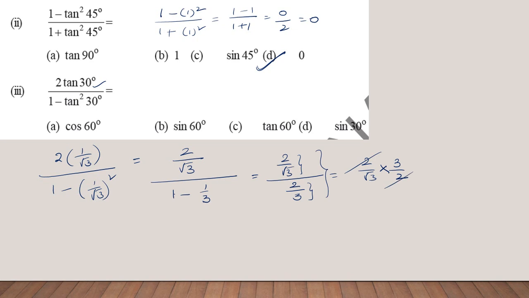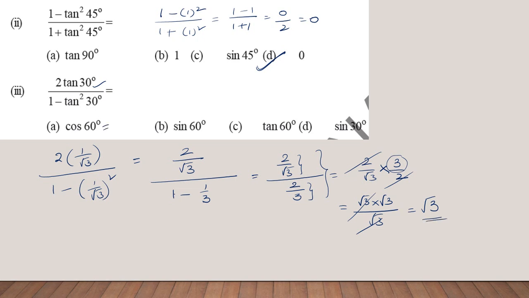So clearly this 2 gets cancelled. Again here I am having 3. So this 3 I can write as root 3 into root 3 divided by root 3. So 1 root 3 gets cancelled. So my answer is root 3. Amongst these options, which is giving me root 3?